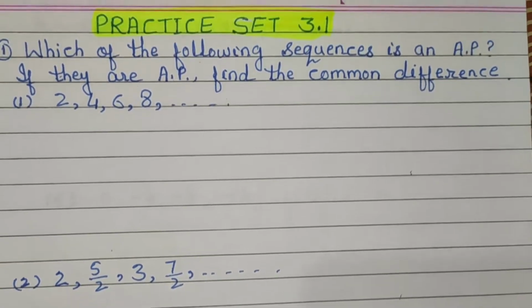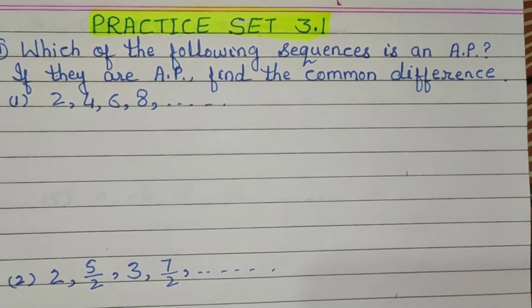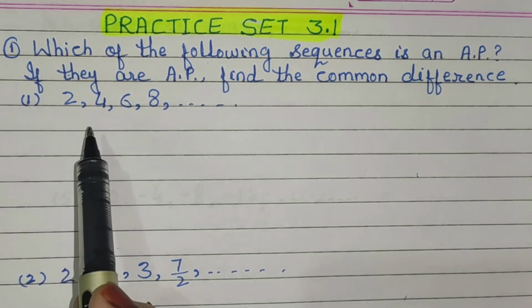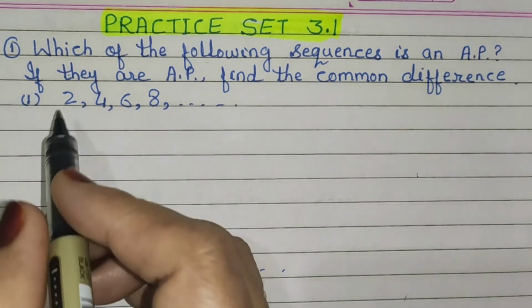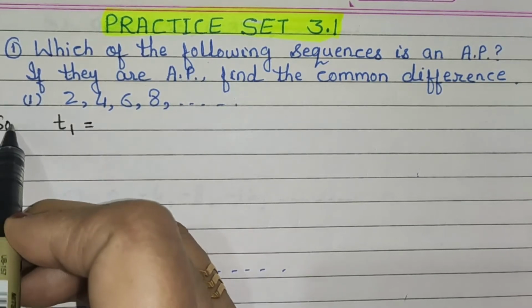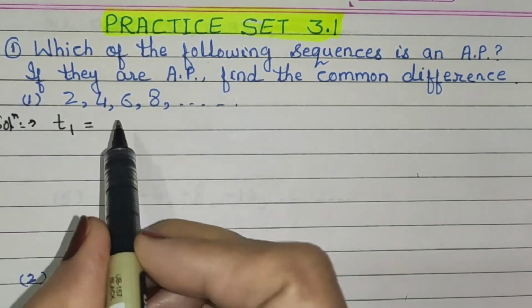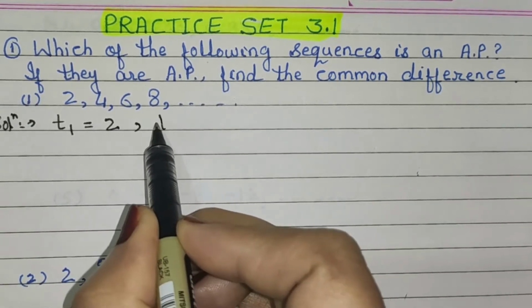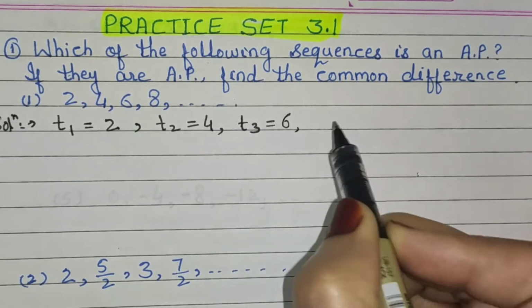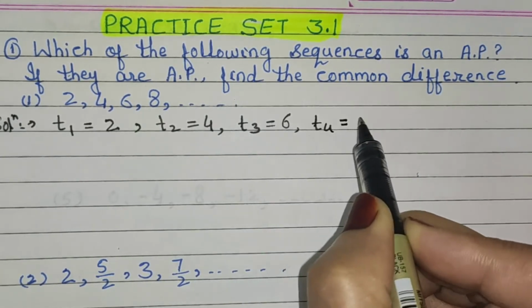Now look at practice set 3.1. First question is, which of the following sequences is an AP? If they are AP, find the common difference. First one is 2, 4, 6, 8. Now it is the sequence. Write down the solution here. First term is 2, second term is 4, third term is 6, and fourth term is 8.